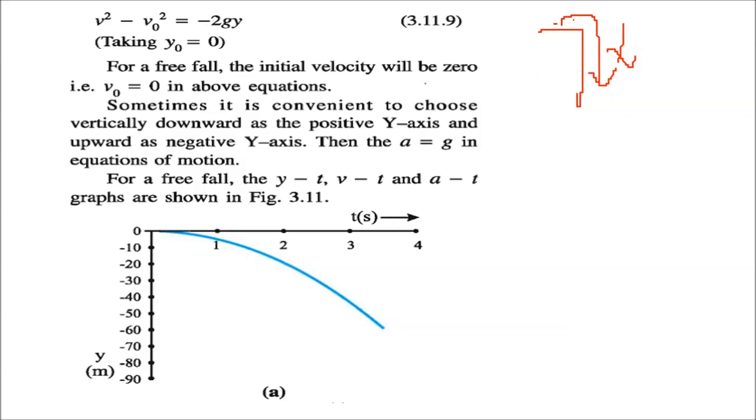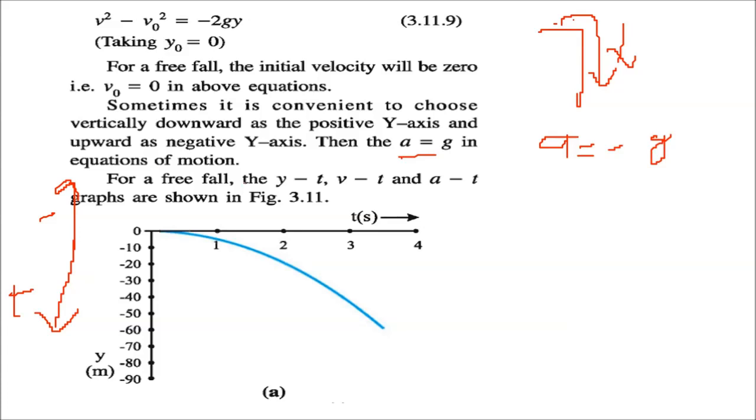So it is always convenient to choose the vertically downward direction as the y-axis, and upward as negative. So this is negative and this is positive. Then we get a equals g. We don't have to put a equal to minus g then.